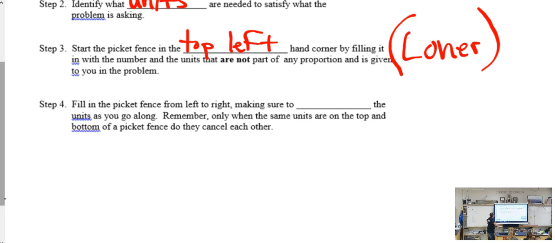All right. So we fill in the picket fence from left to right, making sure to cancel the units as you go along. Remember, only when the same units are on the top and the bottom of a picket fence do they cancel each other.